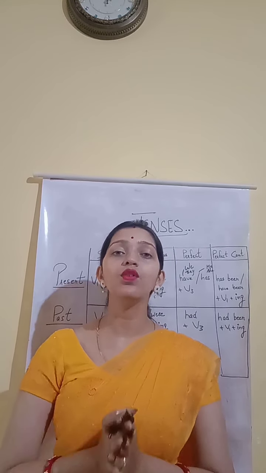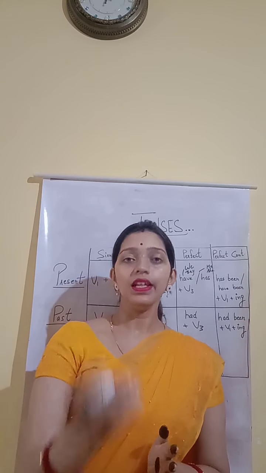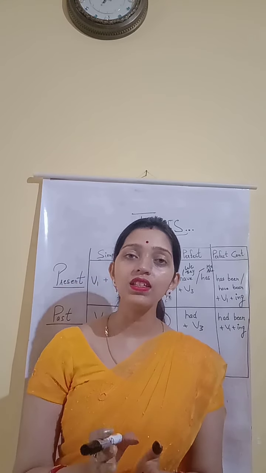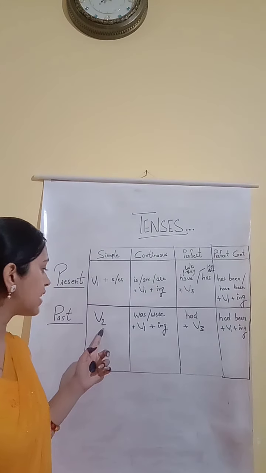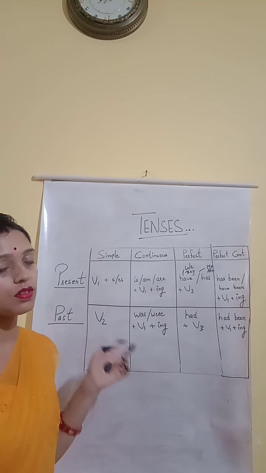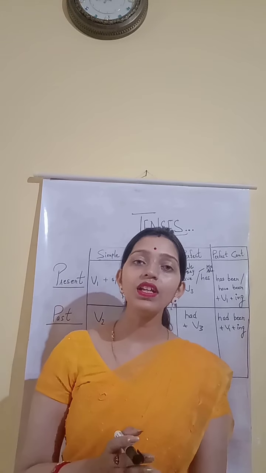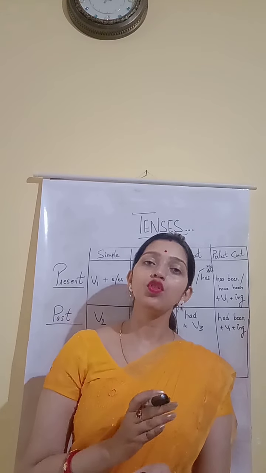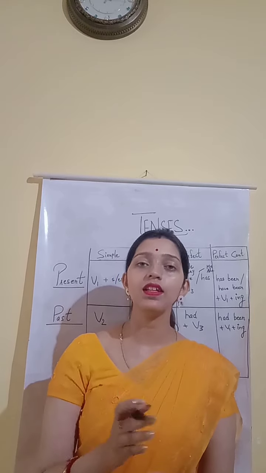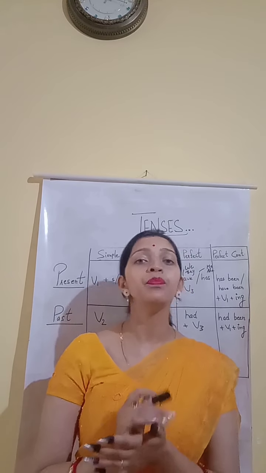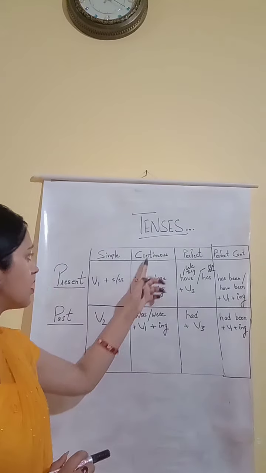For example, I wrote a letter yesterday. Okay, so wrote is given. We use verb second form in simple past. Write, wrote, written. So wrote is the second form of verb, so we have used wrote here since it is past and simple past.